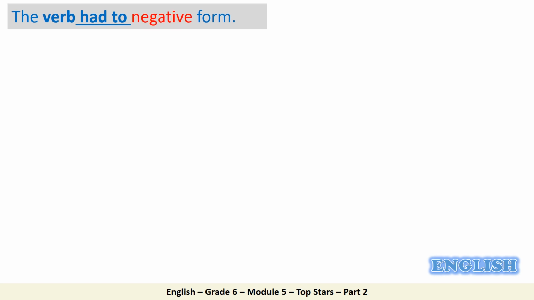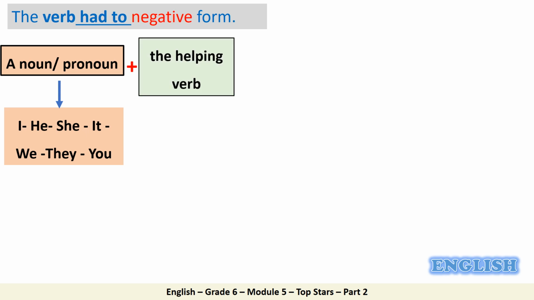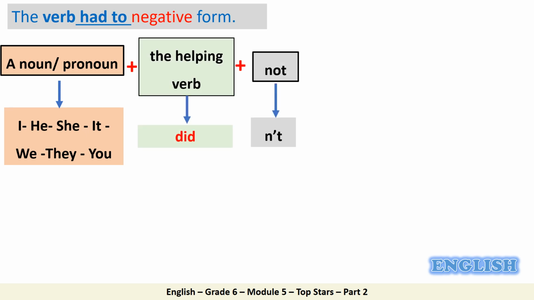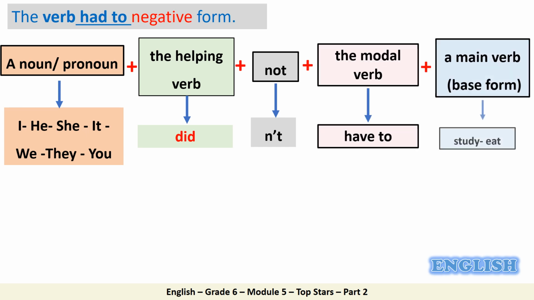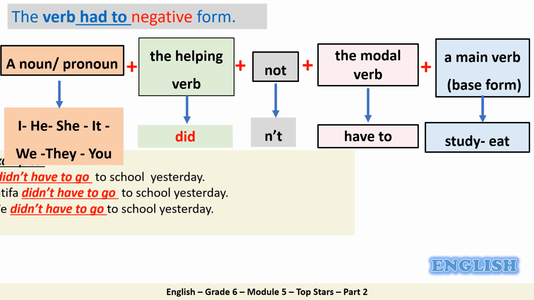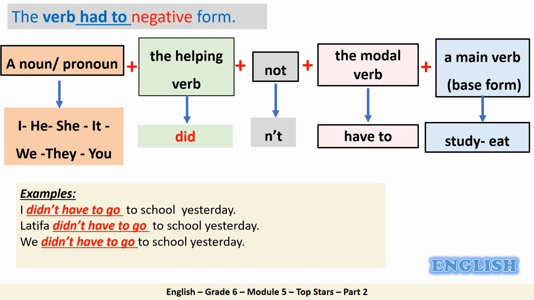Having learned how to form sentences using had to in the affirmative form, let's now learn how to form sentences using had to in the negative form. Again, we start with a noun or a pronoun, and then the helping verb did and not, and after that, have to and the base form of the verb. For example, I didn't have to go to school yesterday.